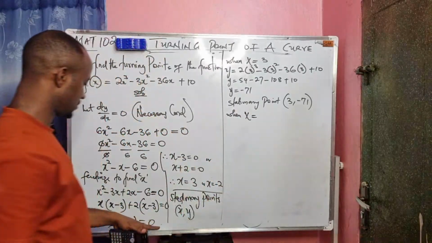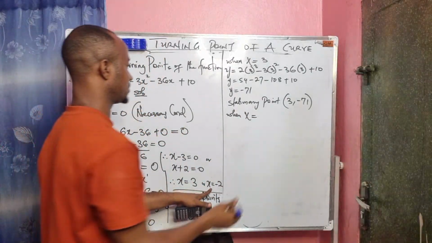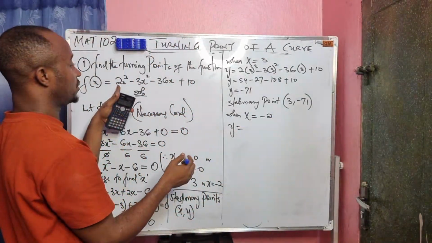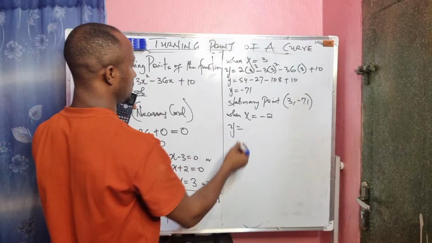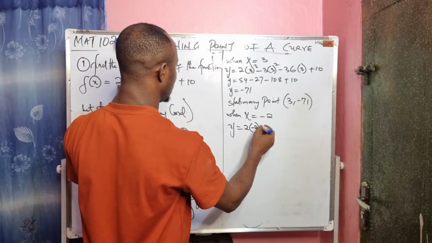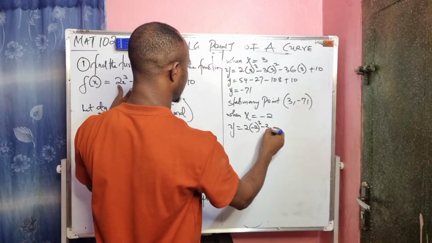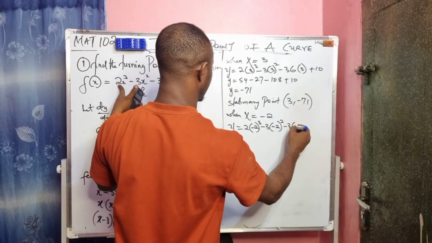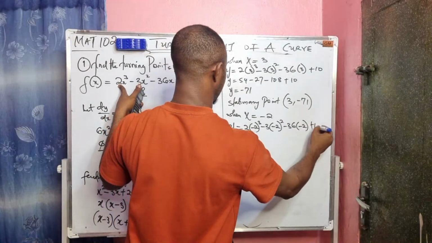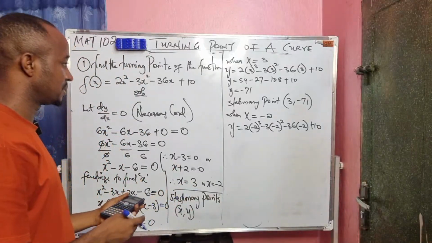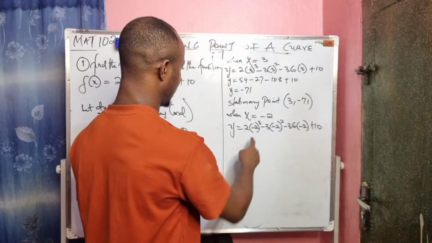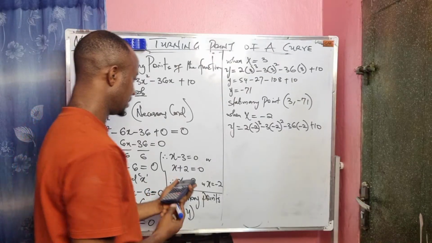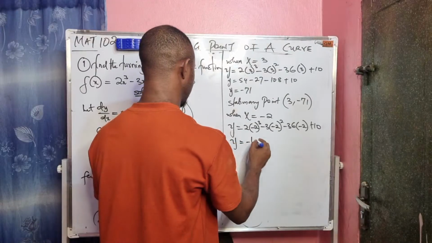Okay, so the next is when the second value of x is minus 2. So the value of y becomes the same thing we did, repeated for x equals minus 2. That means 2 times minus 2 to the power of 3, minus 3 times minus 2 to the power of 2, minus 36 times minus 2, plus 10. So let's check this out. Minus 2 to the power of 3 is minus 8. So here we have minus 8 times 2 is minus 16.